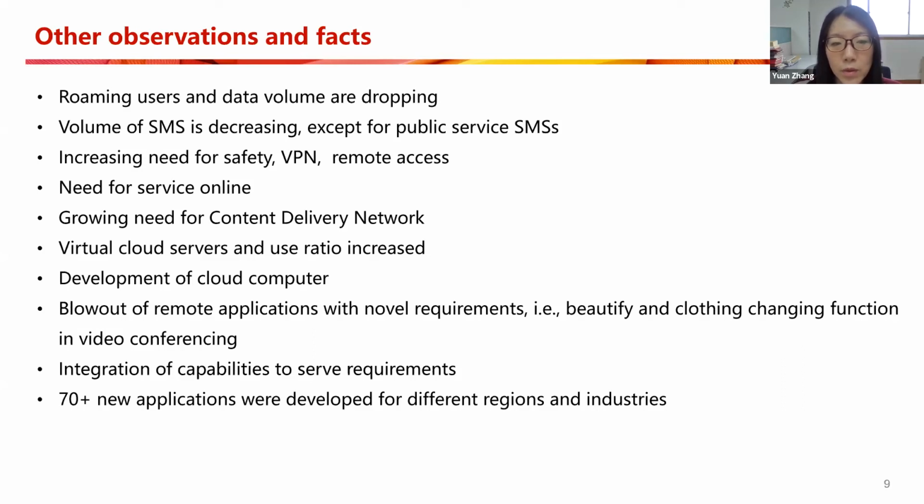Maybe we would like to have the function of clothes changing while we work at home, and maybe in bed. And there are a lot of products and solutions which are the integration of capabilities to better serve the requirements effectively. And China Telecom has developed more than 70 new applications for different regions and industries. And I will introduce some of them in the next part.